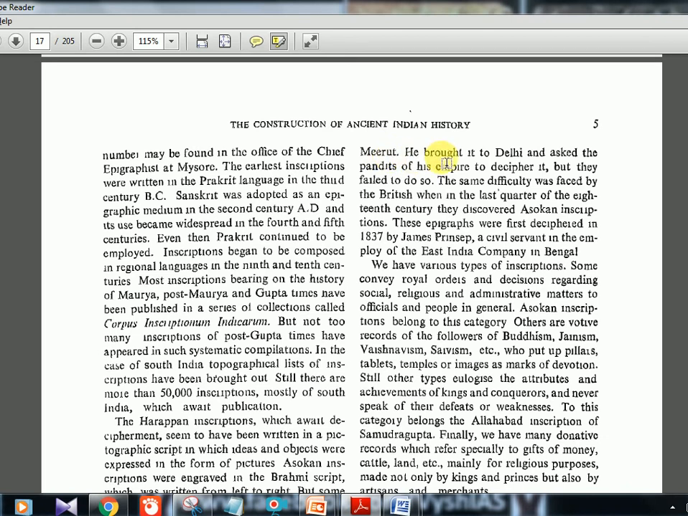Now he brought it to Delhi and asked the Pandits of the empire to decipher it, but they failed. The same difficulty was faced by the British also. Then later, James Prinsep, whose name I have told you multiple times in different lectures, was actually a civil servant there, a British one at that time. In 1837 he was the one who first deciphered Ashoka's inscription. I showed you a picture also, try to recall.